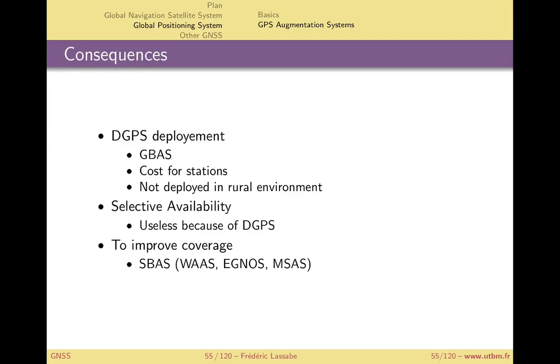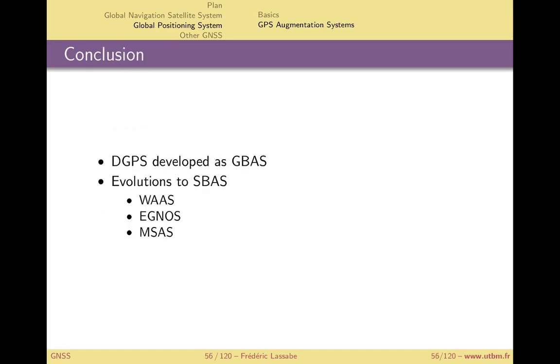And to improve coverage of the augmentation system, the fixed information is now distributed by satellites, which makes satellite-based augmentation systems such as WAAS, EGNOS, and MSAS. So, while the DGPS was developed as a ground-based augmentation system, it has evolved to a satellite-based augmentation system, which is more global, less precise, but it provides a good accuracy to everyone within the coverage of the satellite-based augmentation system.